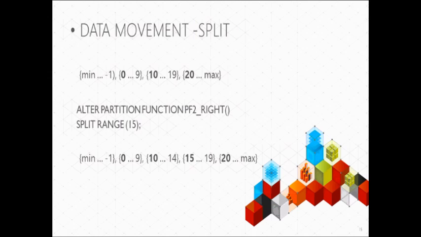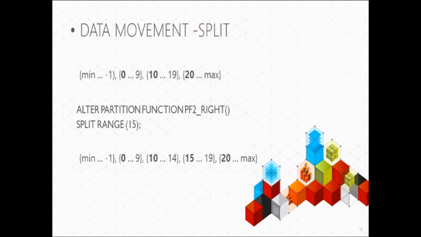So for example, we have the data here. I'm calling the pfWrite partition function, which currently has the boundary values 0, 10, and 20, and therefore has a set of partitions: 1 to 9, 10 to 19, and 20 and max. And now I'm changing this by adding a split range at 15. So what will be the result now?